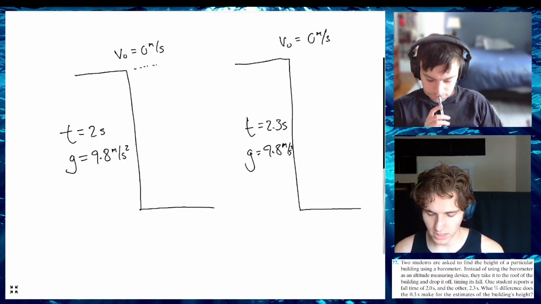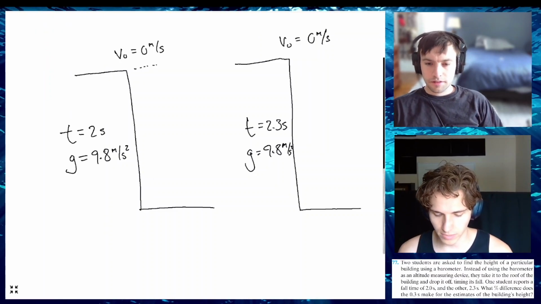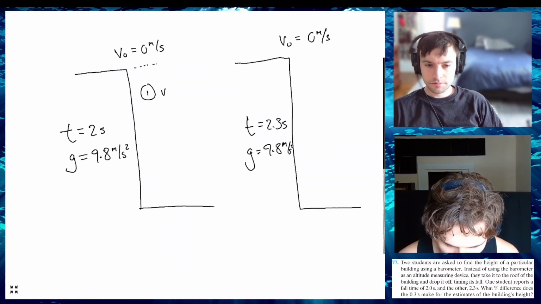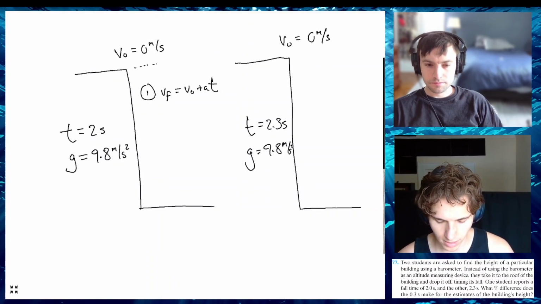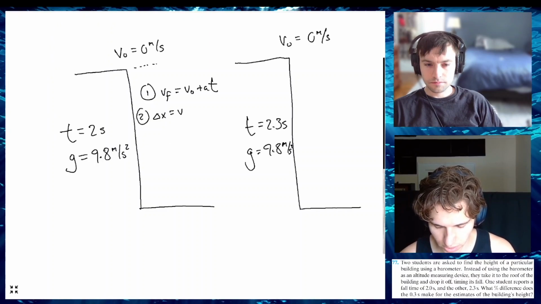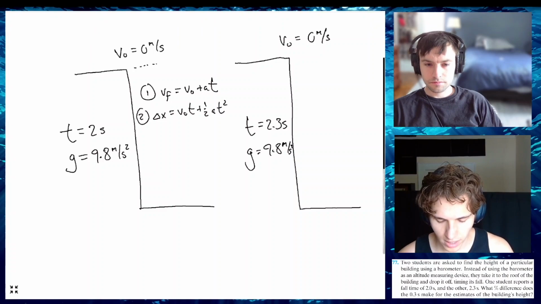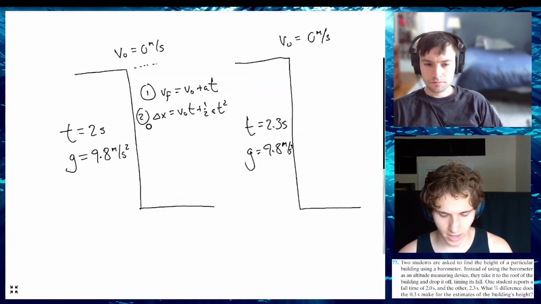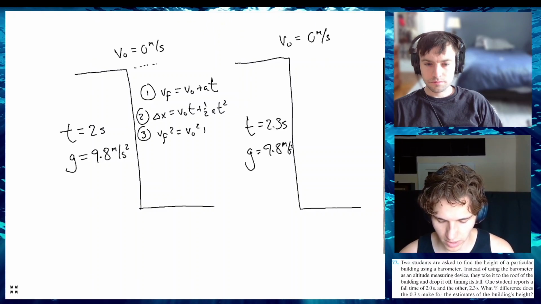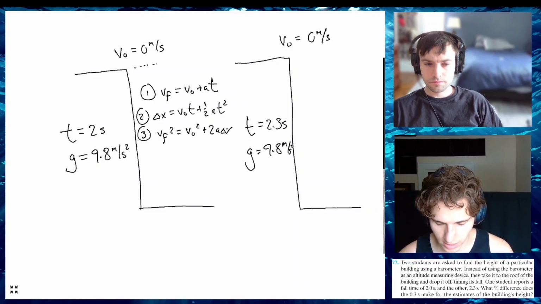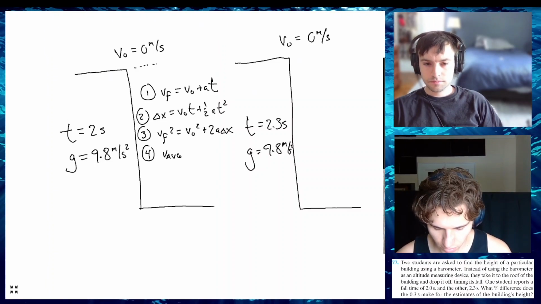Perfect. Do you think we can solve for the distance it falls from here? I'll write down our kinematic equations. Number 1, V final equals V initial plus AT. Delta x equals V naught t plus 1/2 AT squared. And delta x can always be replaced with delta y. V final squared equals V initial squared plus 2a delta x. The last one is average velocity.